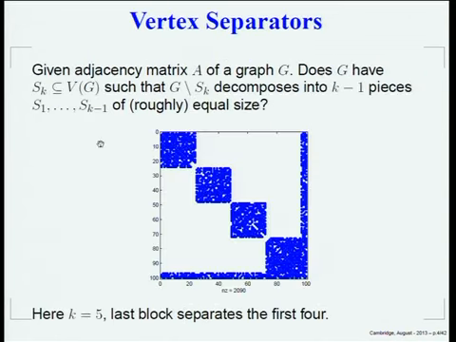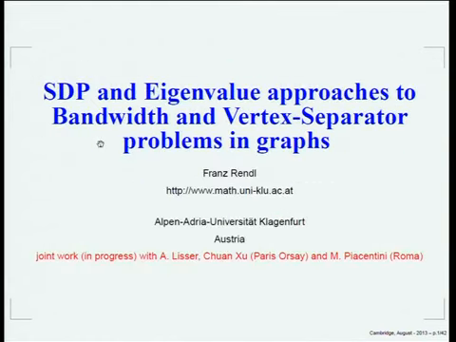Now, another thing in the title, so maybe I should go back to the title. I will talk about bandwidth and separator problems, and I'm interested in finding good reorderings so that the bandwidth is small, or finding good reorderings so that I find vertex separators of small size. And I want to use optimization techniques to get to those results. I should mention this is joint work with two people from Paris, Abdel Lissa and Juan Xu, I think that's how you pronounce it, and Mauro Piacentini from Rome.